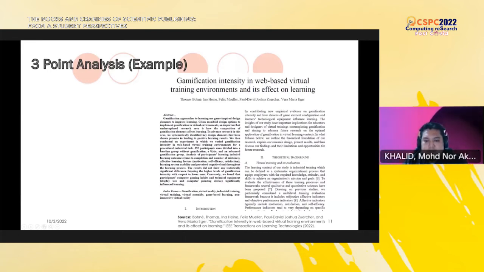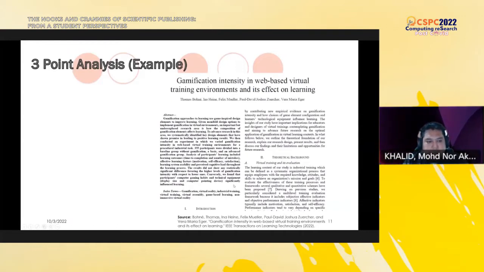And what are the problem? Since we cannot get it from the title, we can get it from the abstract maybe. So you can see it says that an important given manifold design options to implement a gamification environment, an important but underexplored research area is how the composition of gamification elements affects learning. So you need to advance this research area once you identify key design elements. So this might be the research problem as well.